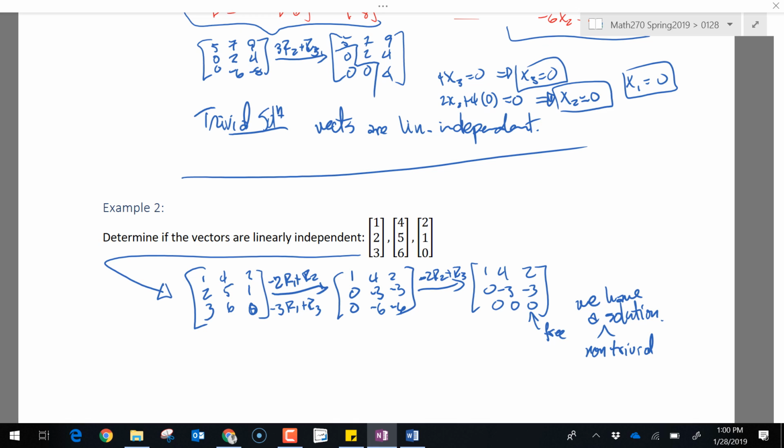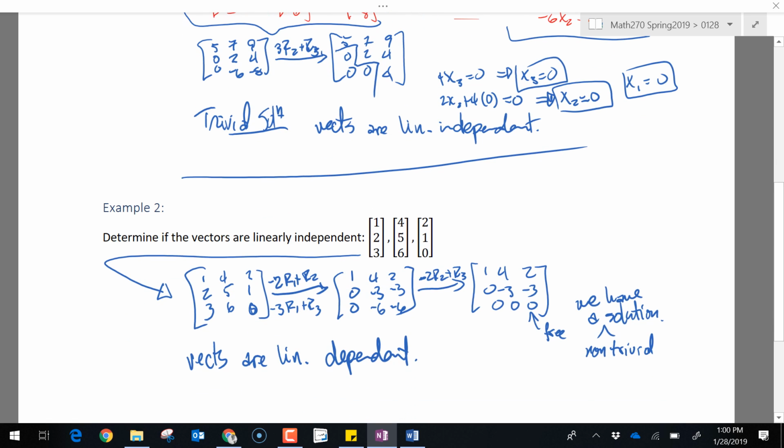Let me say that again. You can find values for x1, x2, and x3 so that a linear combination of these things with x1, x2, and x3 equal to 0 would give you a non-zero solution for x1, x2, x3. Okay. So the vectors are linearly dependent.